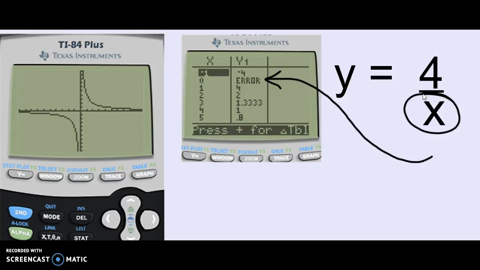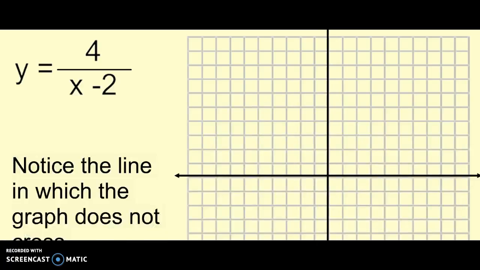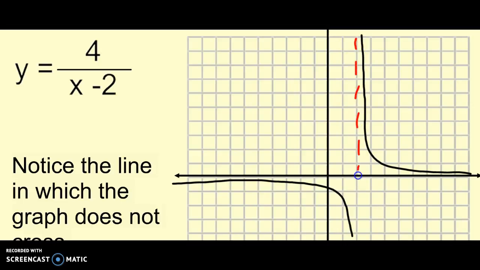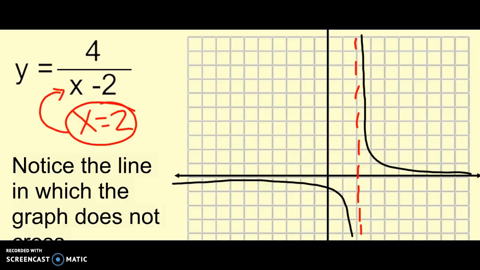Okay. So let's look at another one and go ahead and graph this one and let's see where the graph does not cross. So I'm going to guess that it's probably going to come down like this, and then it's probably going to come across like that. Okay, so there's a special word for these lines that they do not cross. It isn't crossing the line x equals 2, because when you put a 2 in the denominator, what are you going to get out? You're going to get a 0 again.